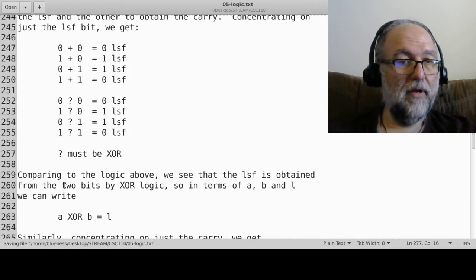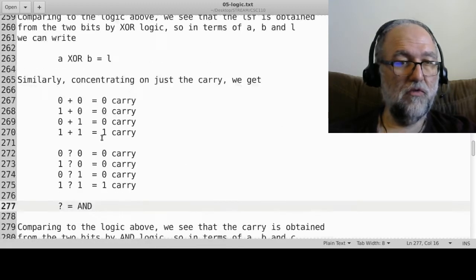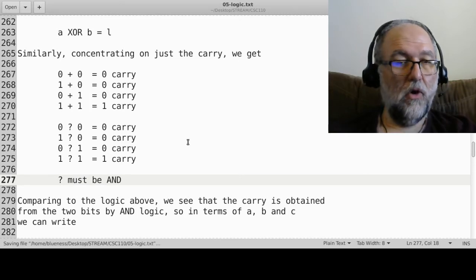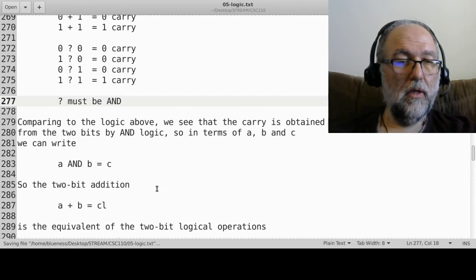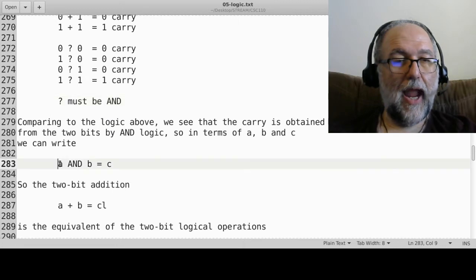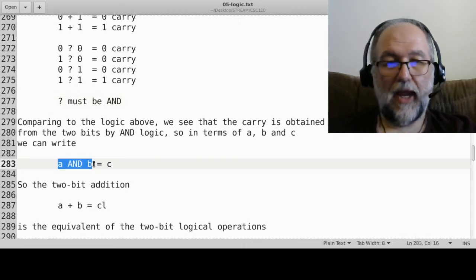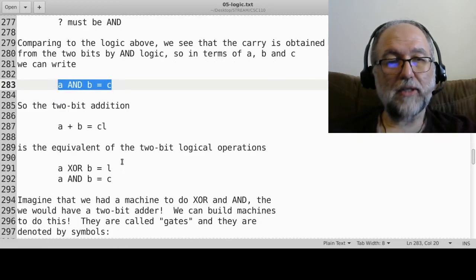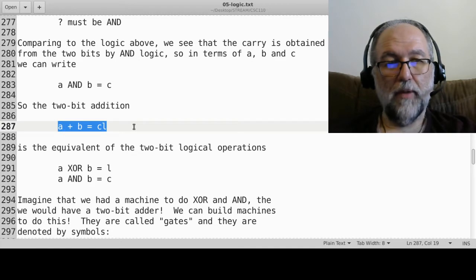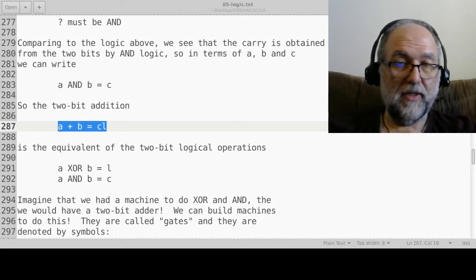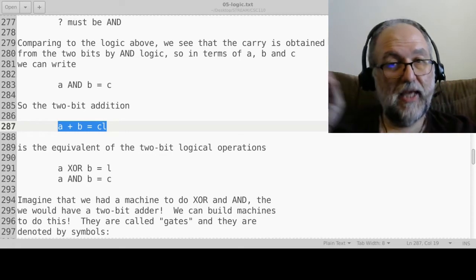So above the question mark must be exclusive OR. Here the question mark must be AND. So now we can write that A combines with B using AND to give you the carry. In other words, A and B gives you the carry. Back to our 2-bit addition, which had this form. Basically, that form, A plus B, gives you a least significant figure plus a carry. So A plus B gives you C.